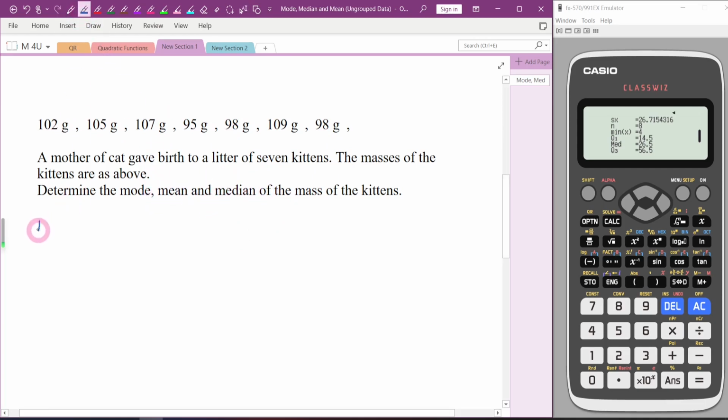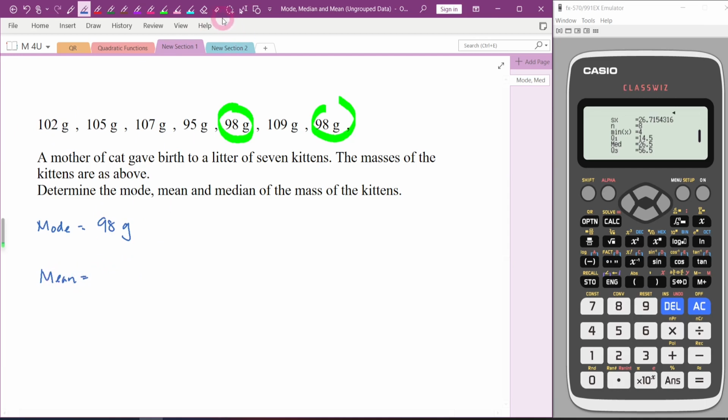So to determine the mode is very easy. You just look at the data which has the highest frequency. Okay, so the highest frequency is 98, right? Which is we have 2 times. The rest only 1 time. Let me see. Yes, correct. So the mode is 98 gram. You don't have to do any calculation here. How about mean? Okay, mean we need to do some calculation.